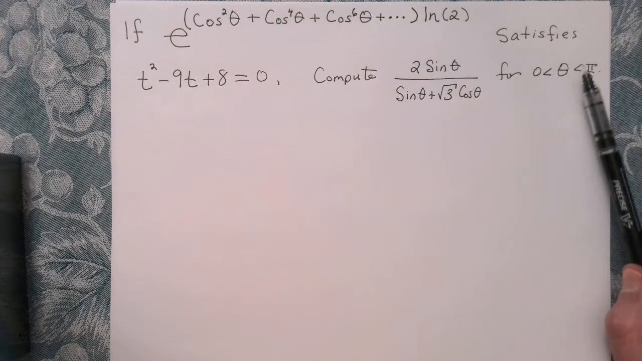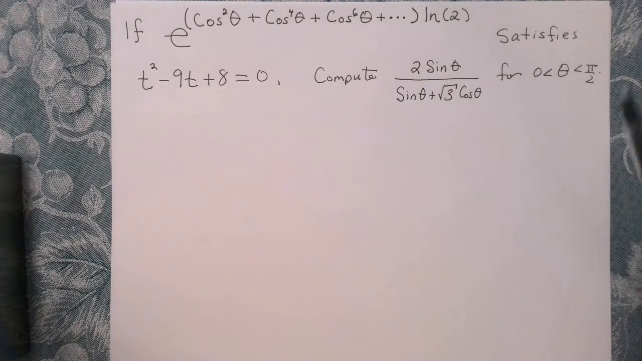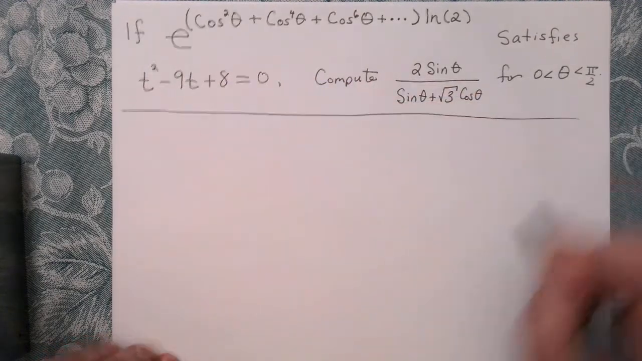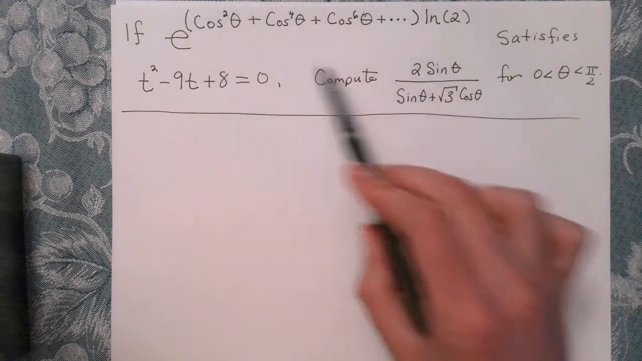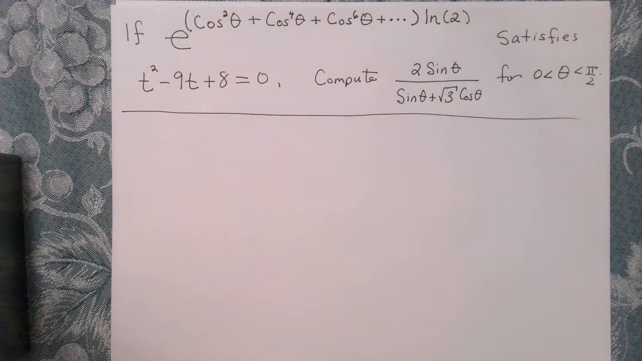So values of theta that satisfy this. These are the thetas we're concerned with. Okay, so how on earth are we going to tackle this? So first, let's reduce this down. So I'm looking at the exponent, and so let's see what we have here.